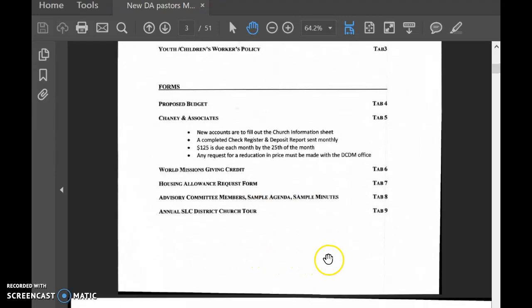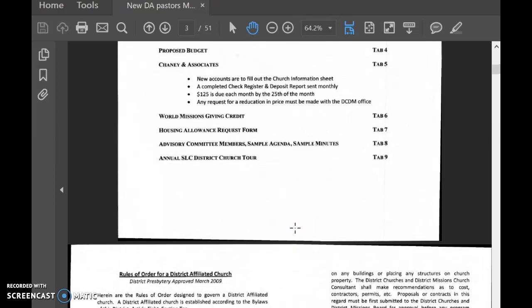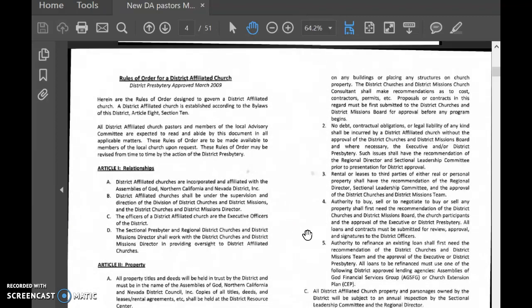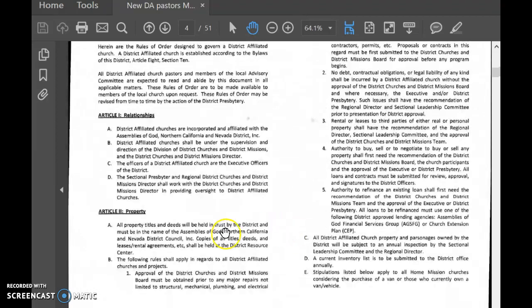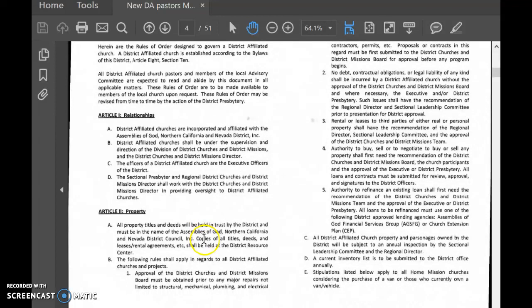And then tab 9 is the annual sectional leadership district church tour. So under tab 1 here, we have the rules of order. And these are going to be really comprehensive rules. It's going to talk to you about relationships with other churches. Article 2 is going to talk to you mainly about property, about rental, third-party leases, that you're not allowed to have debt or contractual obligations.